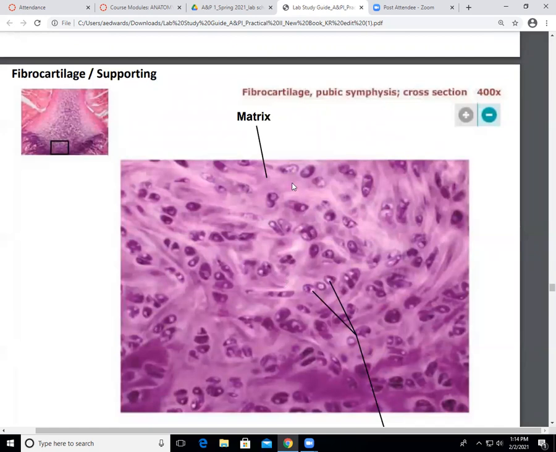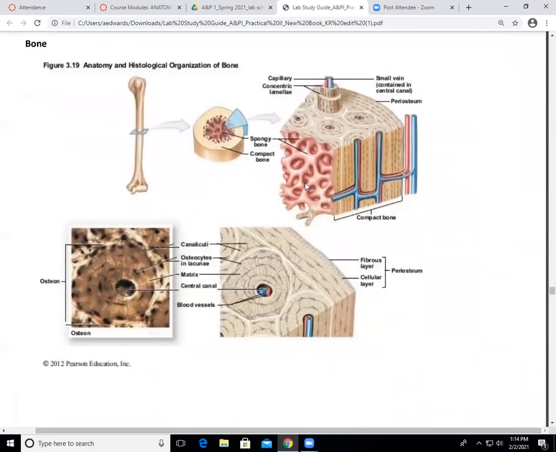There's your matrix with the fibers in it. Okay. So cartilage is a supporting connective tissue, as is bone. Okay, so characteristics of bone. So if we start here, we did a transverse section through there, right? See this section of the bone. The superficial layer is compact, the deep layer is spongy. Okay, we'll learn more about that later.